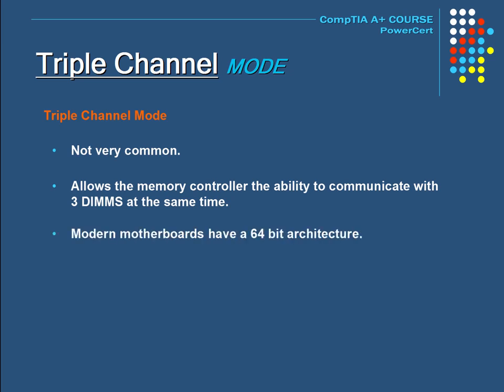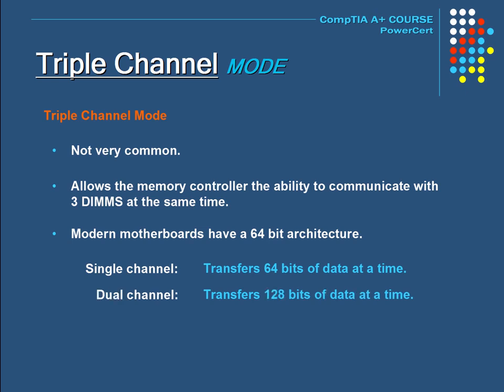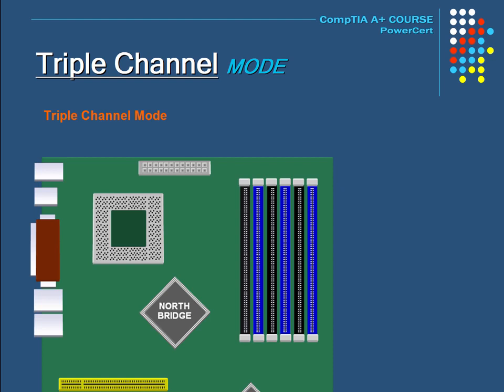In modern computers, motherboards have a 64-bit architecture. So in single channel mode, it can transfer 64 bits of data at a time. In dual channel mode, that is doubled to 128 bits at a time. And in triple channel mode, it's tripled to 192 bits at a time. So as stated before, triple channel mode is only available on a few motherboards, and only certain Intel Core i7 processors support triple channel mode.